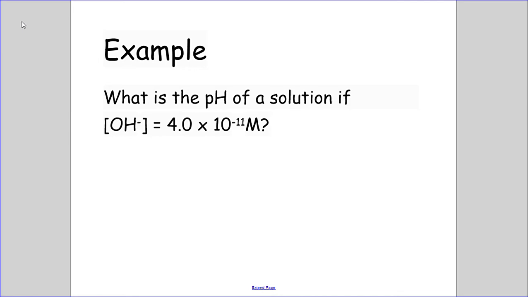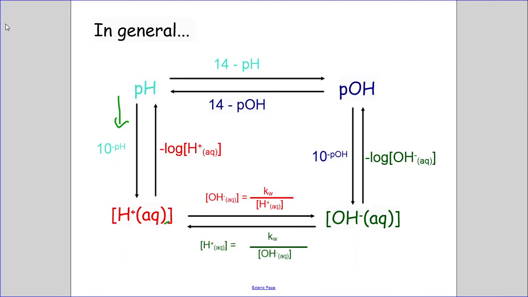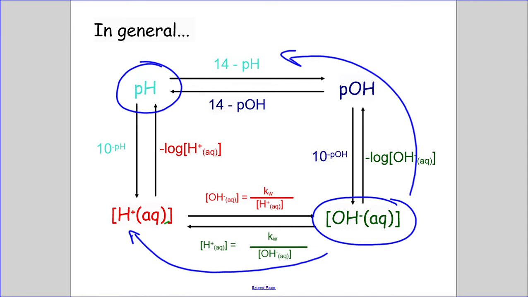All right, so in this case, we're given the hydroxide ion concentration, and we need to get to pH. So let's go back to our chart. We're given this, and we need to get to pH. Hopefully what you can see here is that there are actually 2 separate ways we can do this. We can go this way to get there, or I can go this way to get there. And both of them should give us the right answer.